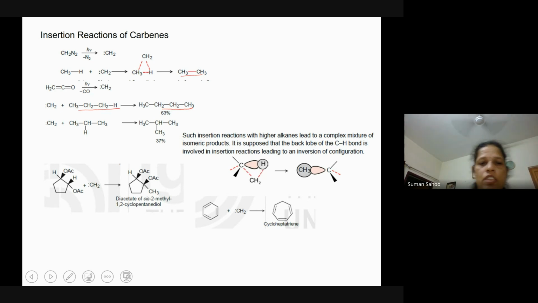And in case of insertion in a stereoregular compound, this insertion leads to an inversion in configuration. As you can see here, because of the inversion, first this hydrogen and OAc, the acetate group, were on the same side, but after insertion into this carbon-hydrogen bond, you see this acetate and this acetate are on the same side, but previously this acetate group and this acetate group were on opposite sides.